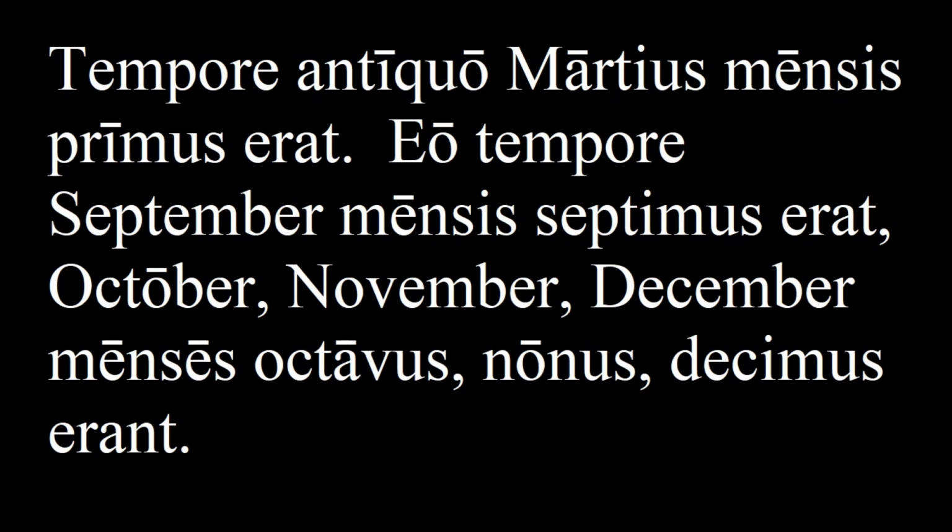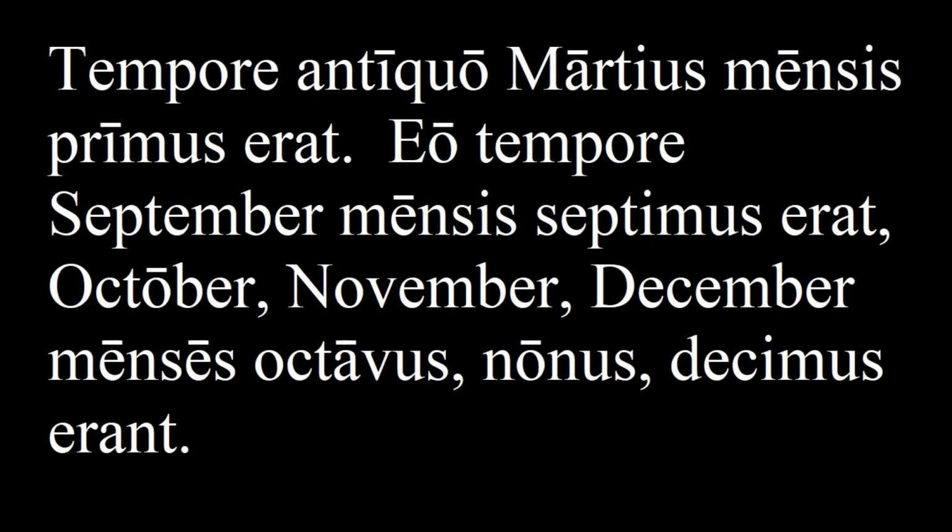Eo tempore September mensis septimus erat. October, November, December, menses octavus, nonus, decimus erant. Tempore is the ablative form of tempus, and combined with antiquus, this means ancient times. And if you remember, when the ablative form is used in regard to time, it's indicating the point in time that something happened. So this first sentence means, in ancient times, March was the first month.